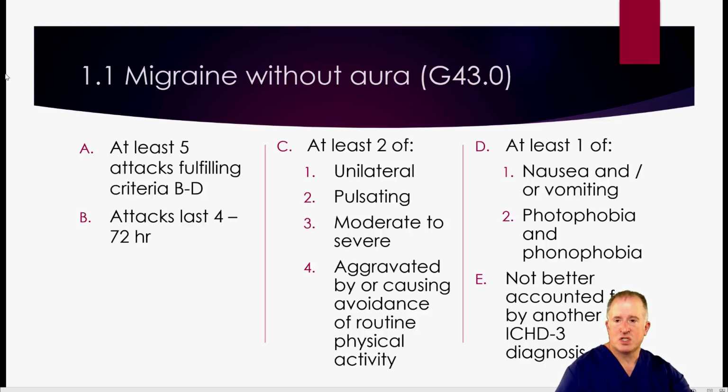In the classification of headache disorders, migraine without aura is given this designation, 1.1, and it maps to an ICD-10 of G43.0. The criteria are as follows: a history of a pattern of 5 similar attacks fulfilling the following criteria. Timing is they last between 4 and 72 hours. Now, commentary regarding timing is that this assumes an untreated state.